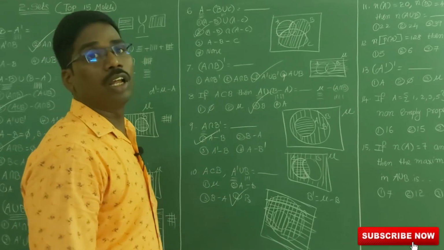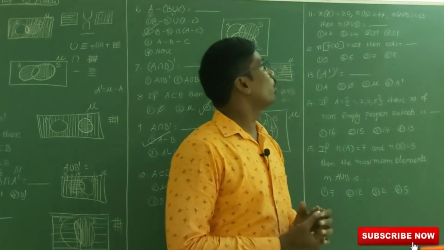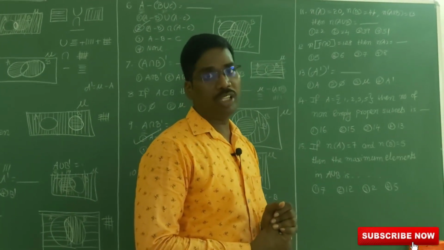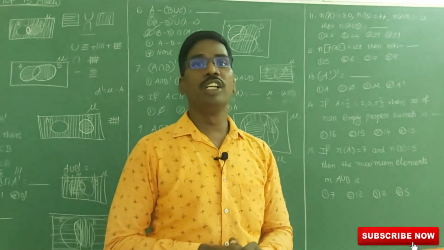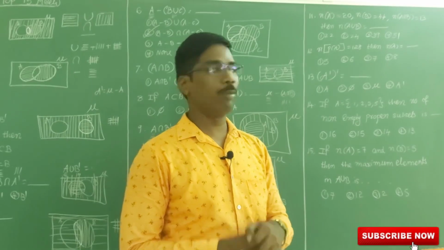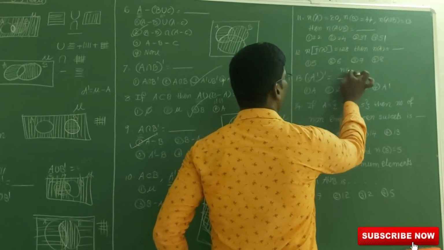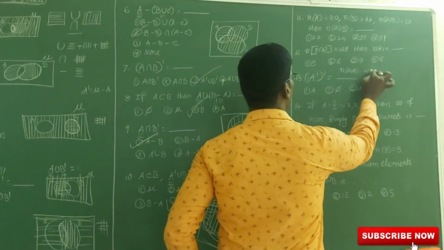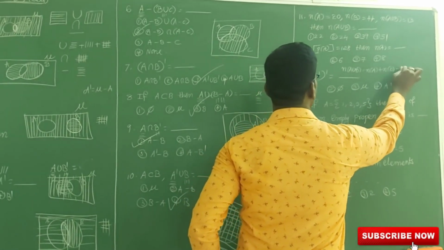Now the last one, the 11th one, that is n of A is equal to 20, n of B is equal to 44, n of A intersection B is equal to 13, n of A union B they are asking. So one formula I will give you, that formula is very important. In the triple IT it is very important. That is, see here, n of A union B is equal to n of A plus n of B minus n of A intersection B.